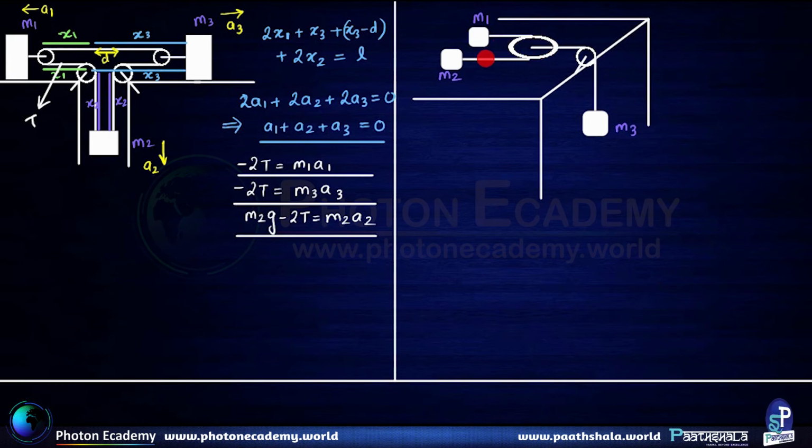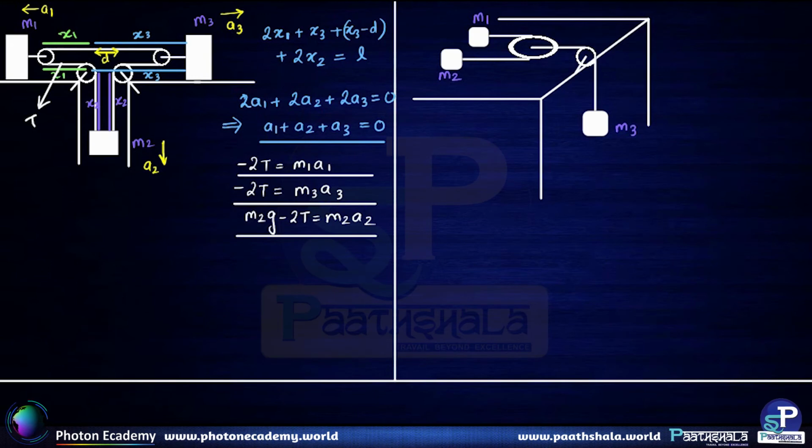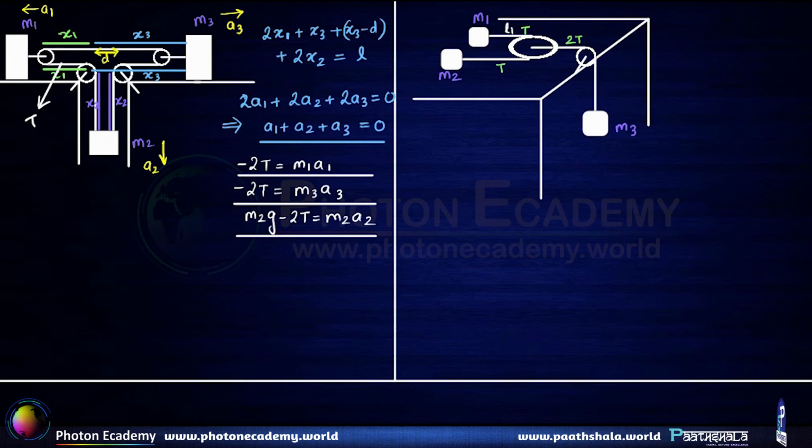Now over this pulley passes a string. Let's assume that the length of the string is L1. The tension in the string L1 is assumed to be T. So here the tension is going to be 2T. This particular string passes over the pulley that is connected on the edge of the surface, and this string is attached to the mass m3. So this is the particular given situation.